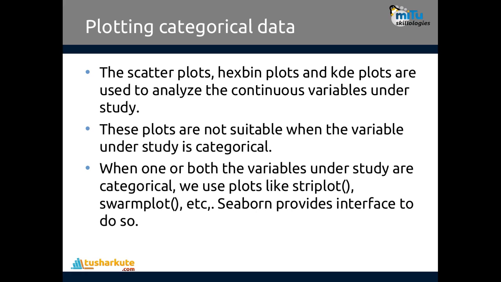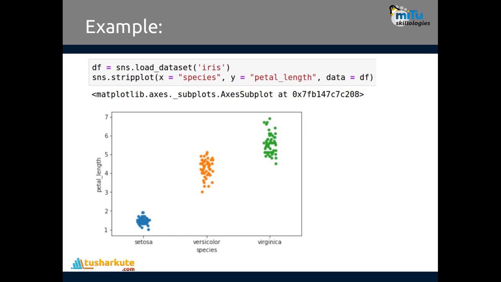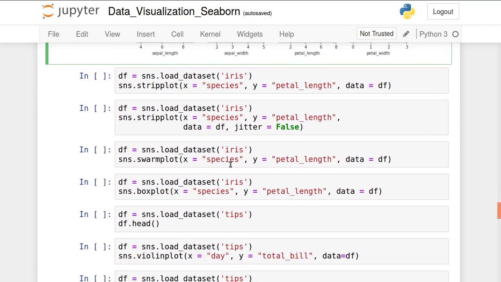So if one or both variables under study are categorical, then we can use plots like the strip plot and the swarm plot. Seaborn provides the interface to perform these operations also. So let's see the first categorical scatter plot, that is the strip plot. The strip plot is used when one of the variables under study is categorical. It represents the data in sorted order along any one of the axes. Check this one. Now let's see how to use it.